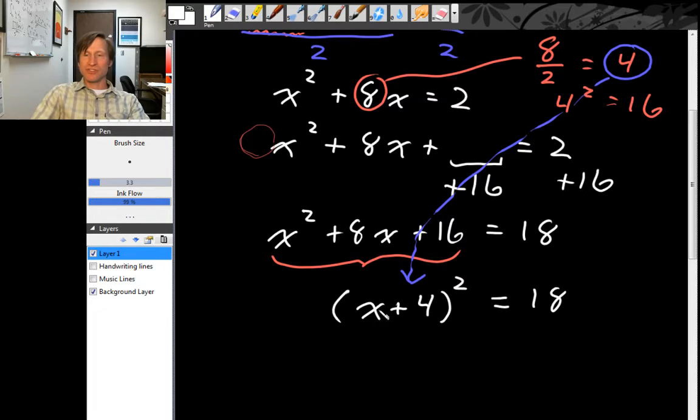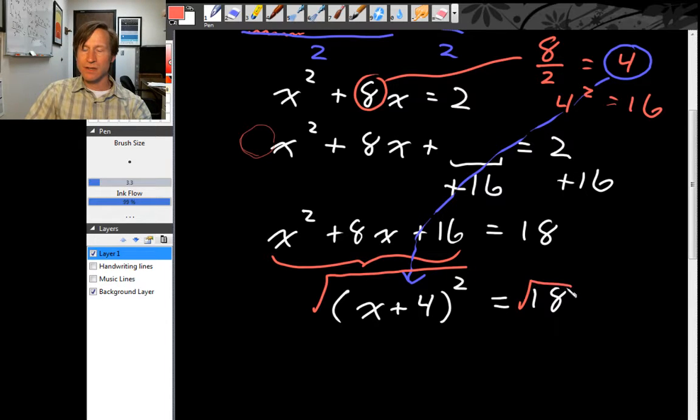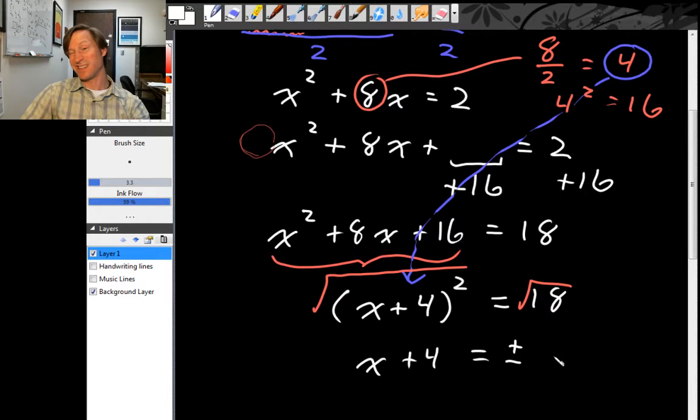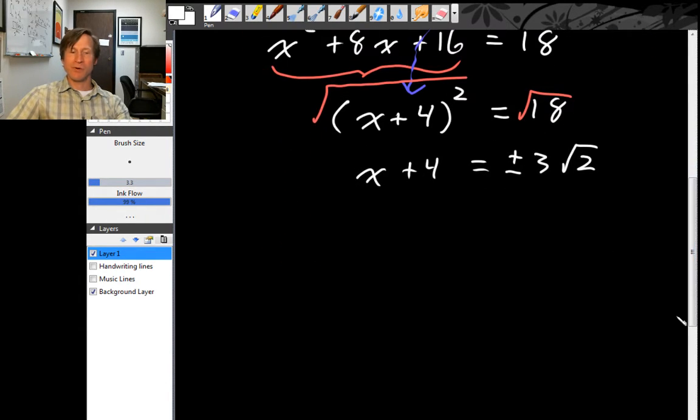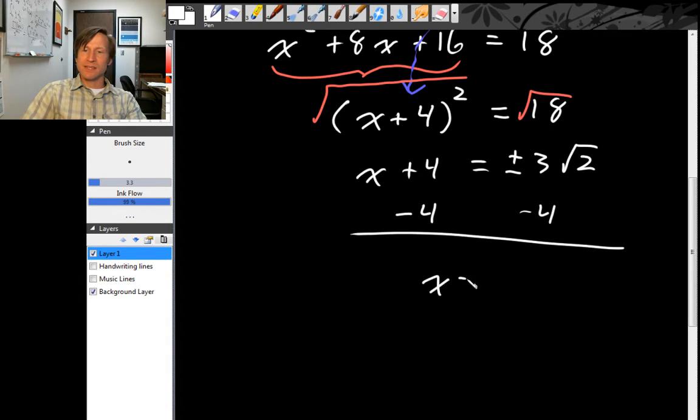All right, now we can finish solving by taking square roots. So take the square root on both sides of this, and you get, on the left-hand side, x plus 4. On the right-hand side, you get plus or minus, let's see, that's going to be 3 root 2, I think. You can work on simplifying that square root if you want. And now we just need to subtract 4 on both sides, and we get x equals negative 4 plus or minus 3 square root 2. And we're all done. Let me know if you want any more examples like that.